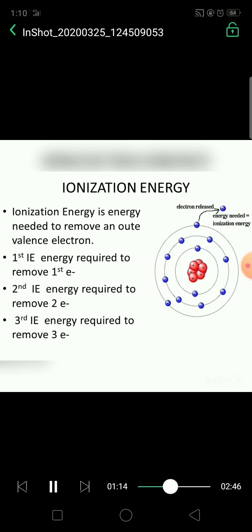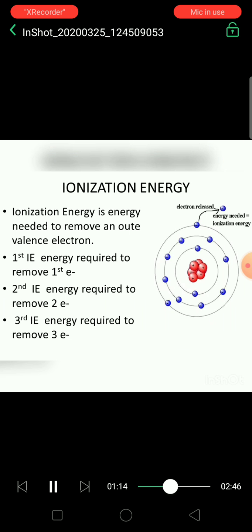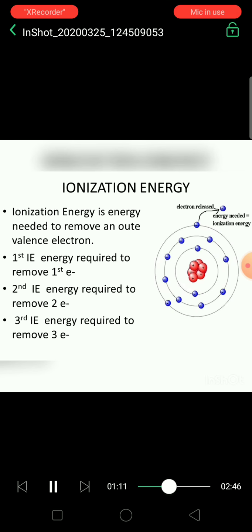So next we are coming to electronegativity. What is electronegativity? You can see here.